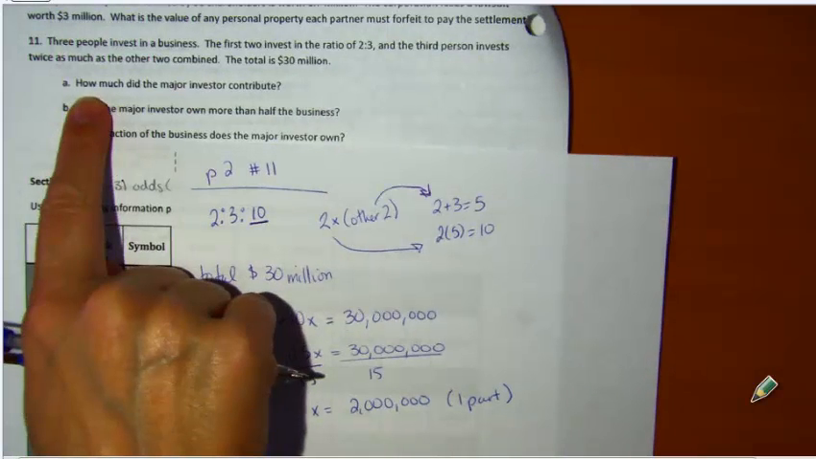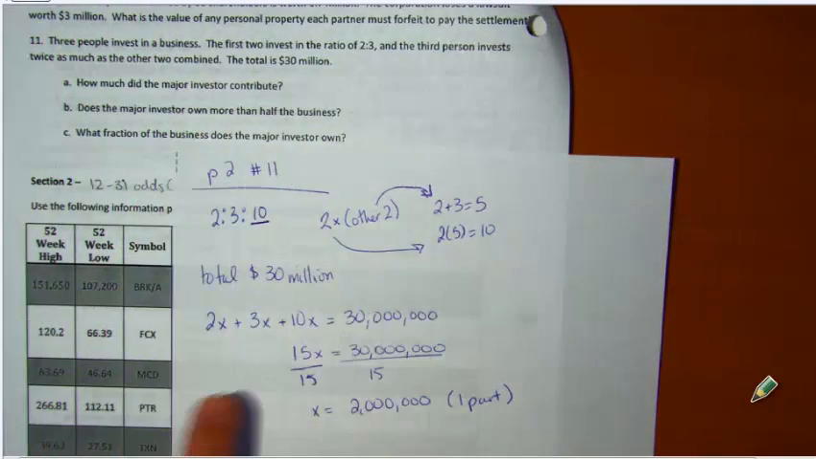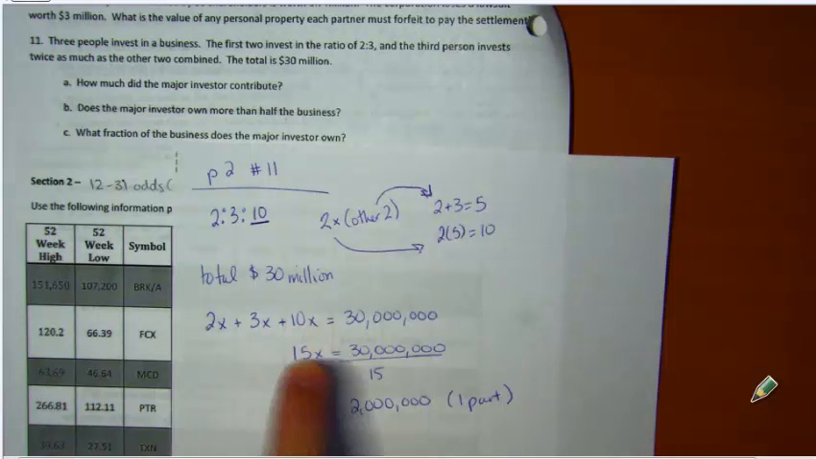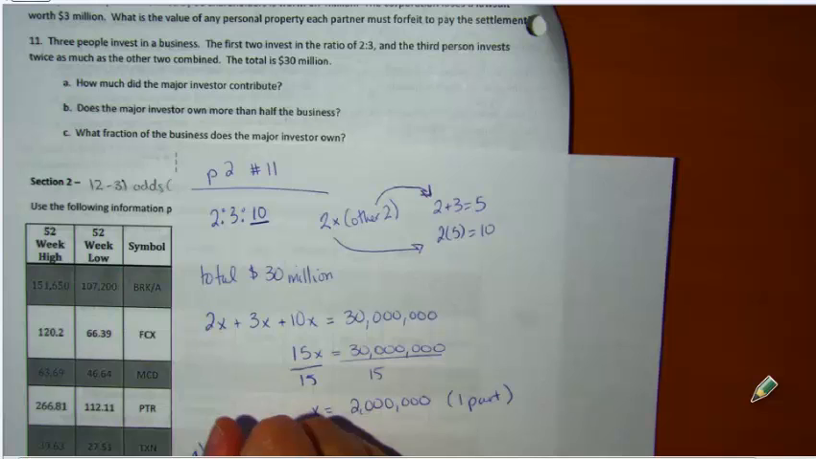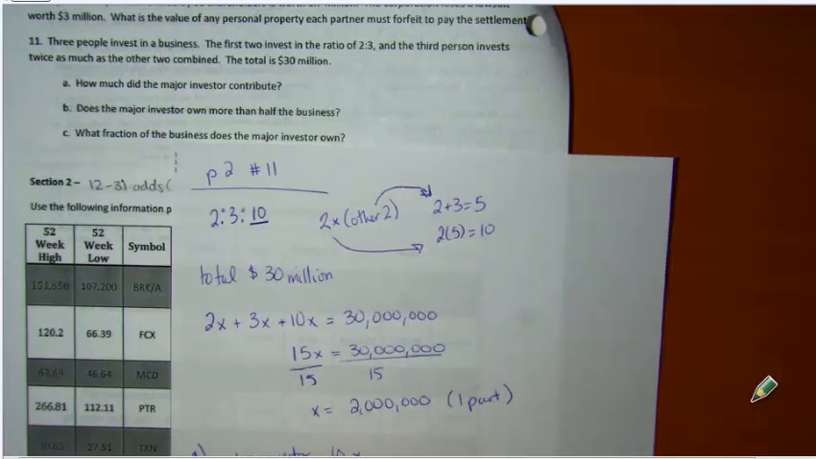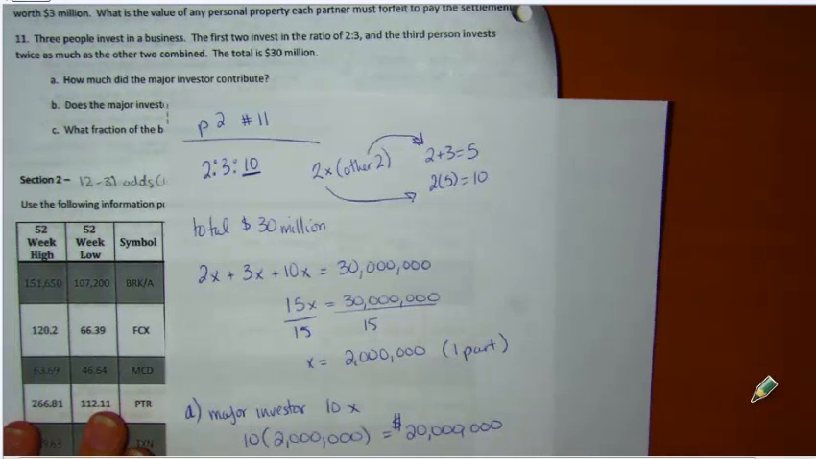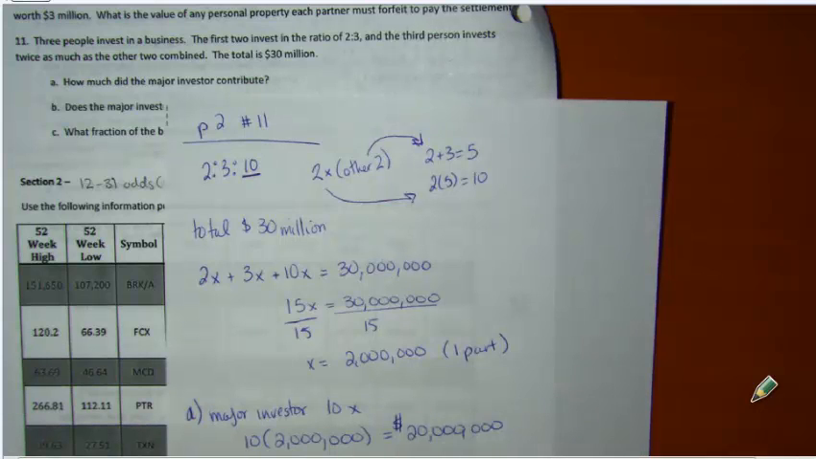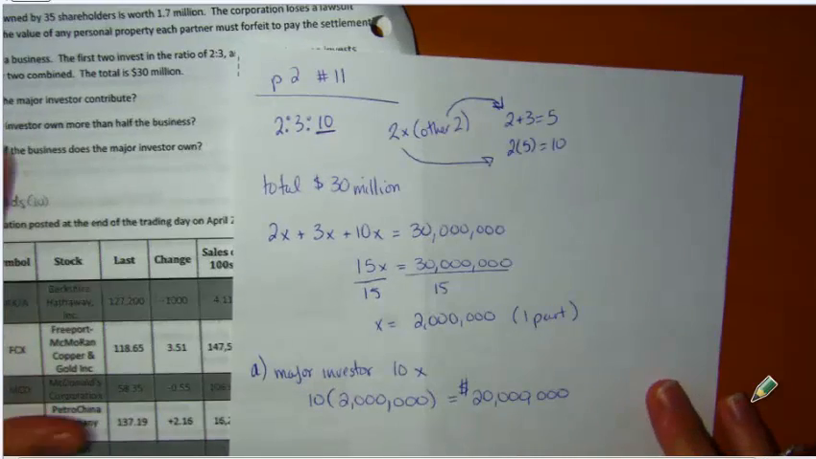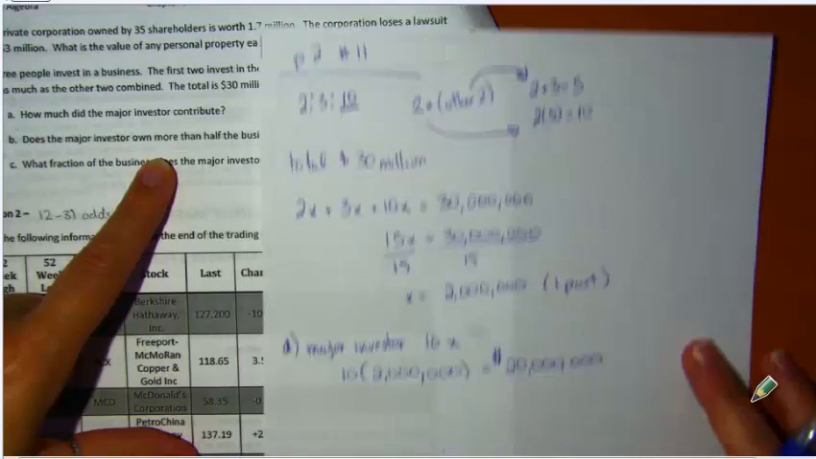We want to know how much did the major investor contribute. The major investor contributed 10 pieces. So 10x. So I'm going to do 10 times 2 million. So far, okay? Now the next question asks, does the major investor own more than half of the business?